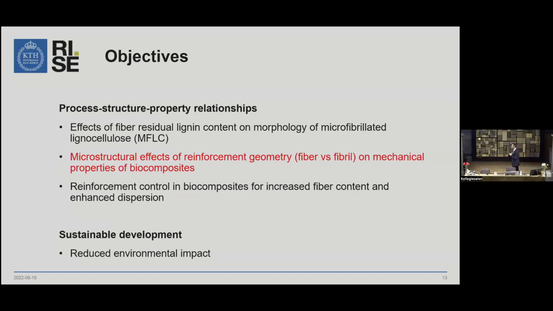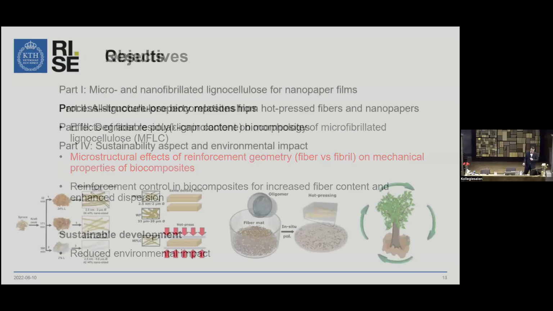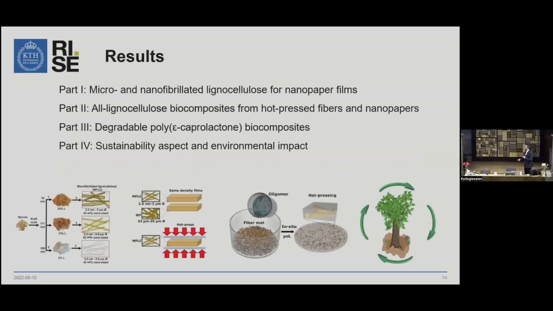And we do this all in the sustainable development framework, and we evaluate the environmental impact and reduce it when this is possible in the processes to create materials. So the results come in 4 different parts. Part 1 is micro and nanofibrillated lignocellulose for nanopaper films. Part 2, all lignocellulose biocomposites from hot pressed fibers and nanopapers. And part 3, degradable polycaprolactone biocomposites. And part 4, sustainability aspect and environmental impact.